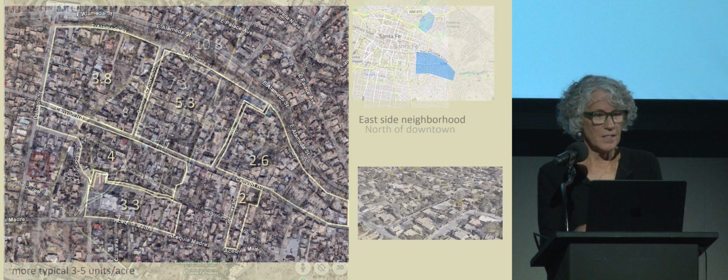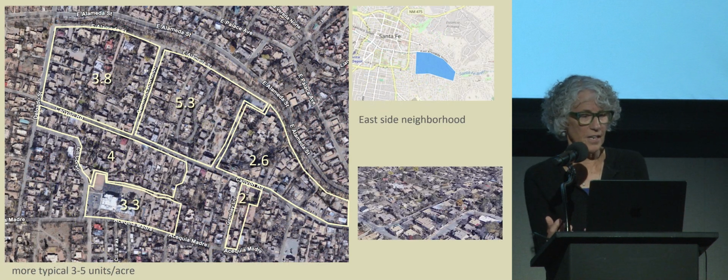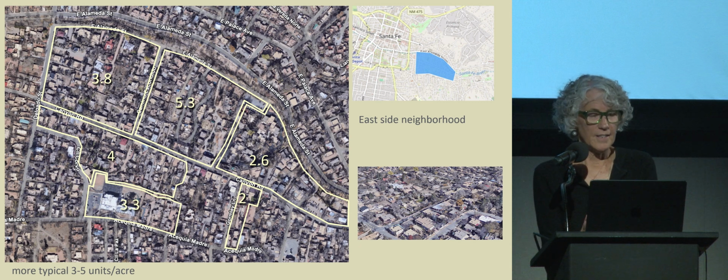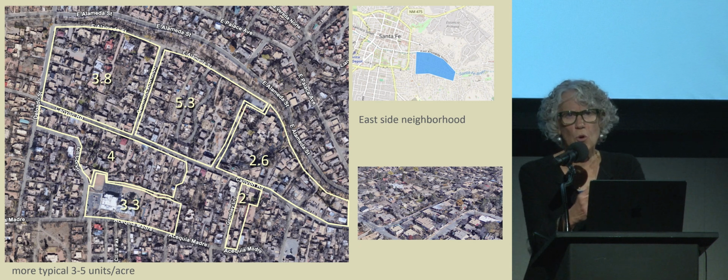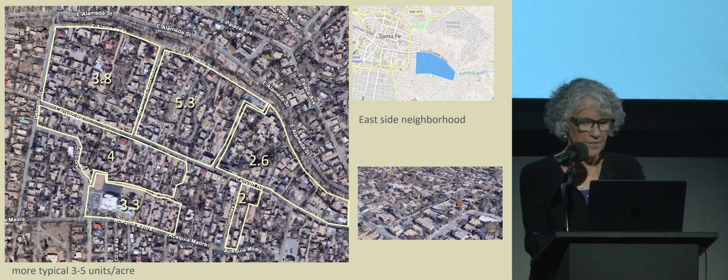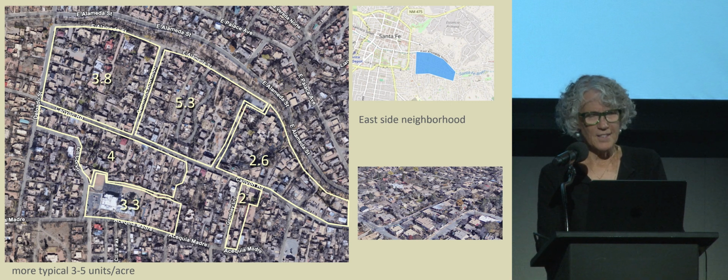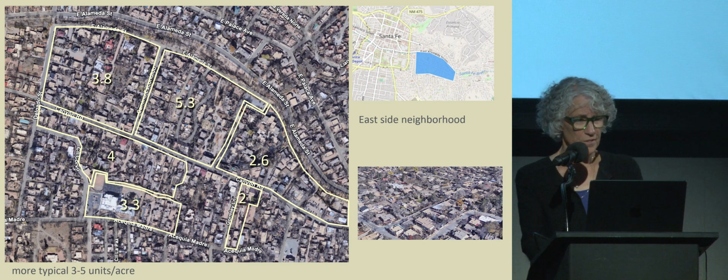But this is much more common. This is a section of the east side of town where it's really more in the like 2 to 5 units per acre. And that's just not getting you up to those kind of levels that you can support services.